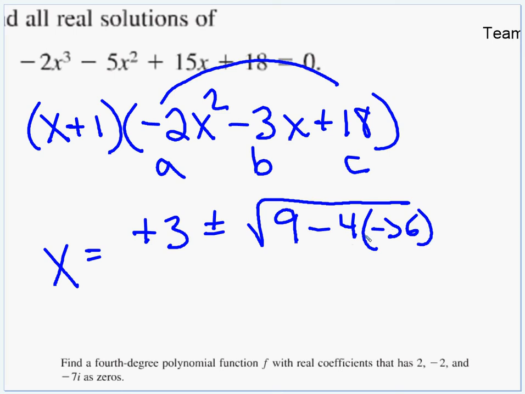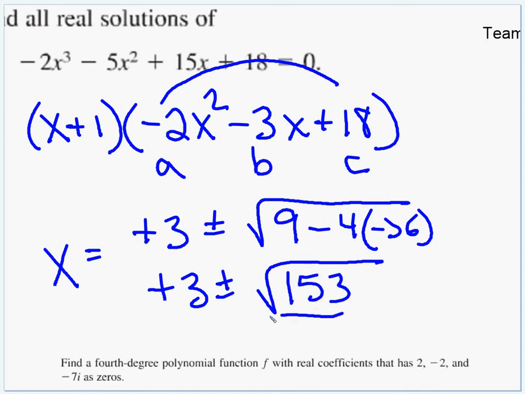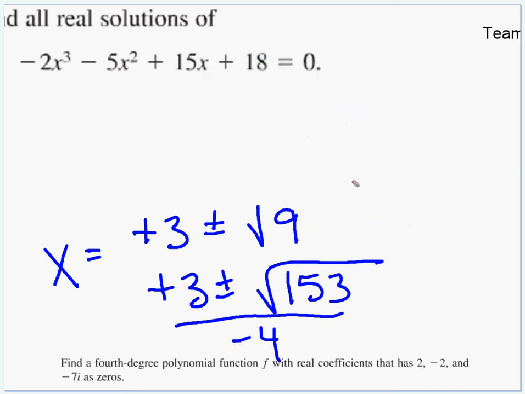That'll turn positive. Add 9 to that, 153. 3 plus or minus the square root of 153. And I did not forget my divided by 2a. 2 times a will be negative 4.